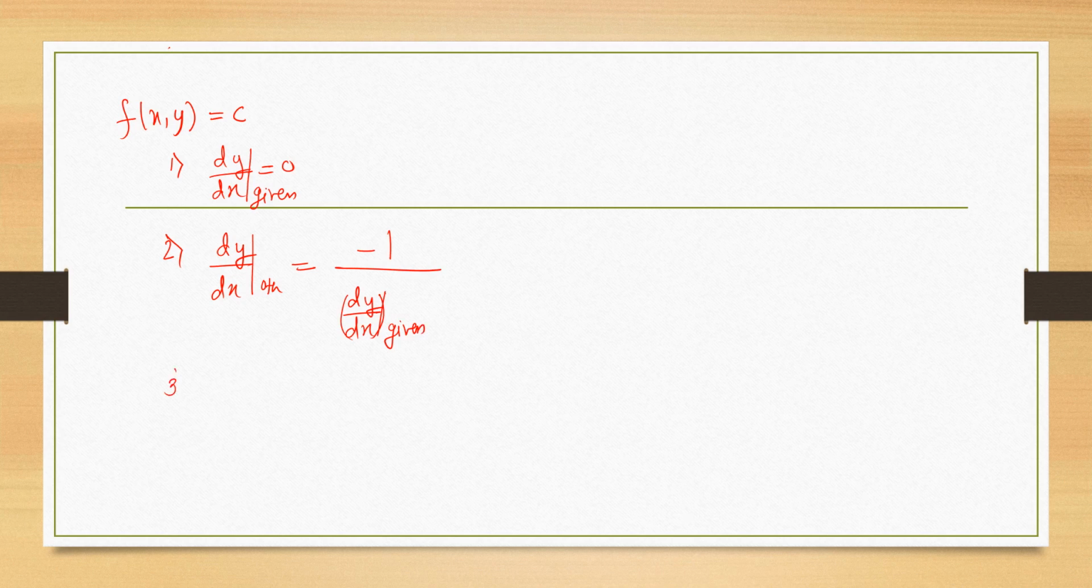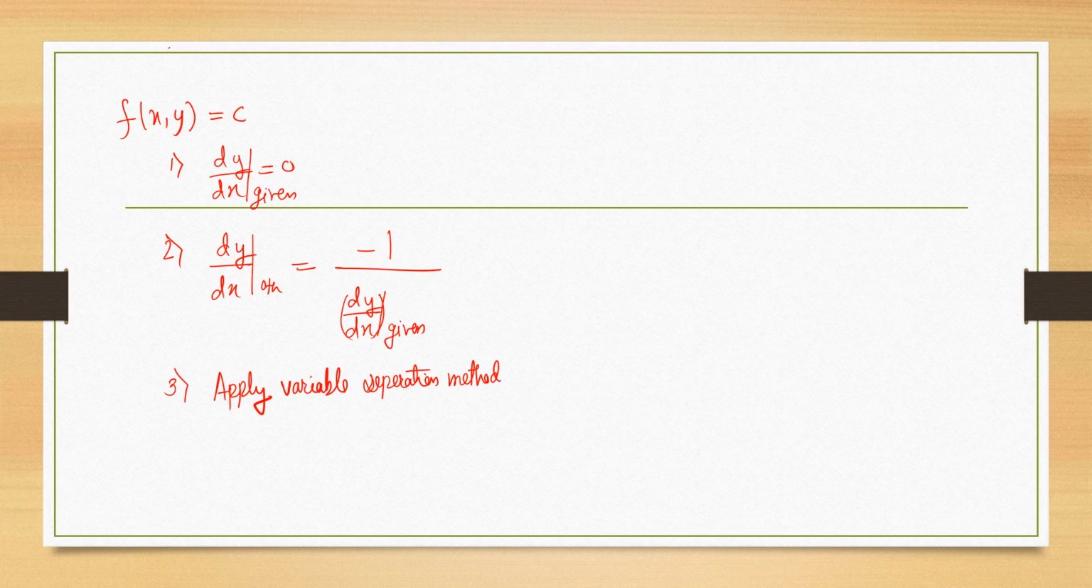And in the third step, apply the variable separation method, and you will get the corresponding required equation, or I can say the required orthogonal family.